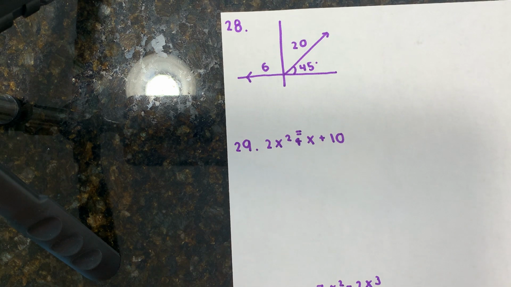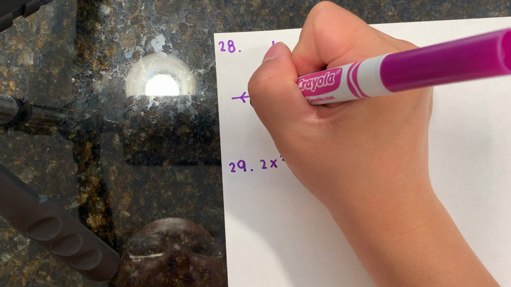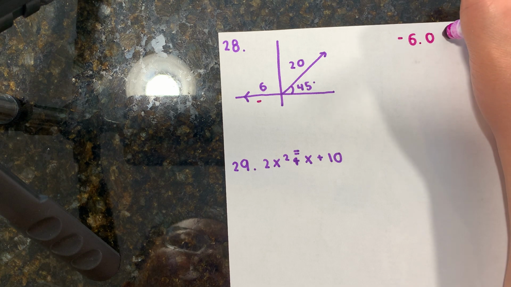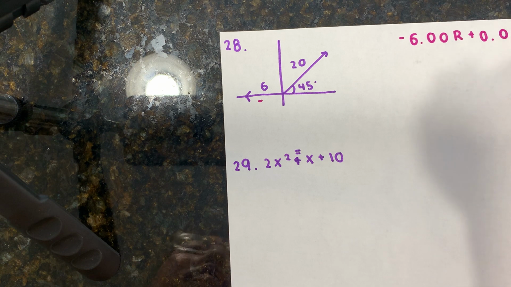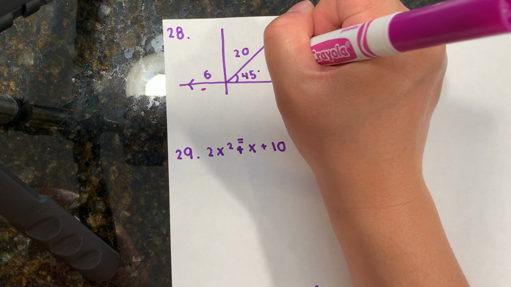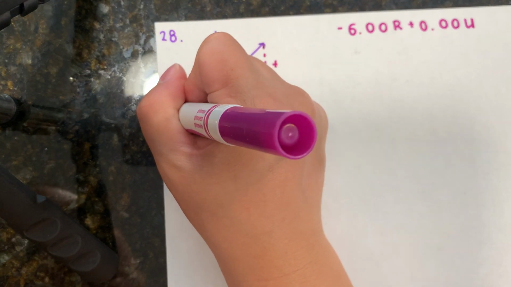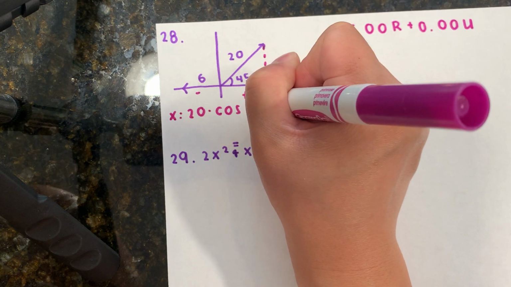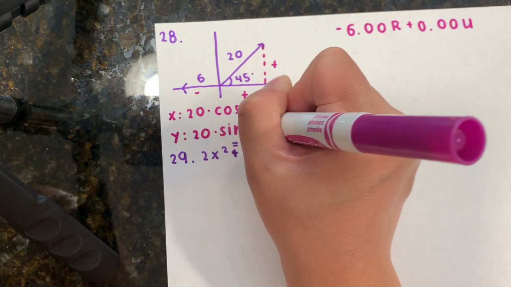Now looking at number 28. For this first line, it goes to the left 6 spaces. That's negative 6 spaces on the x-axis. So that would be negative 6.00r and then plus 0.00u because it's not going up or down. Now I'm going to draw a right triangle in quadrant 1. The r is going to be positive and the u is going to be positive. So for x, it's going to be 20 times cosine of 45. Then for y, it's going to be 20 times sine of 45.